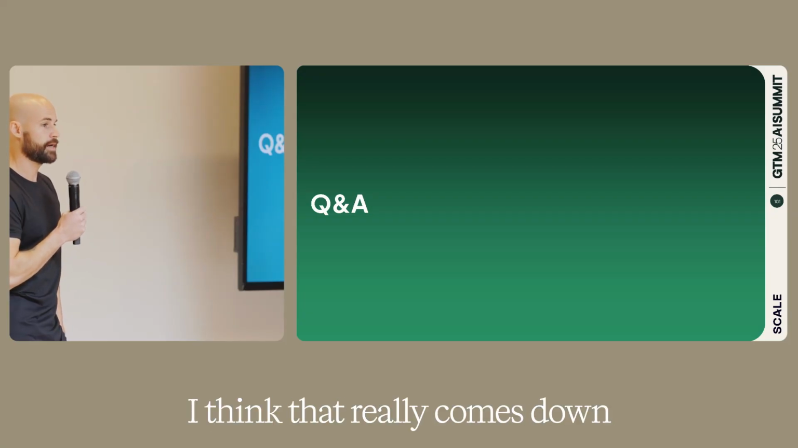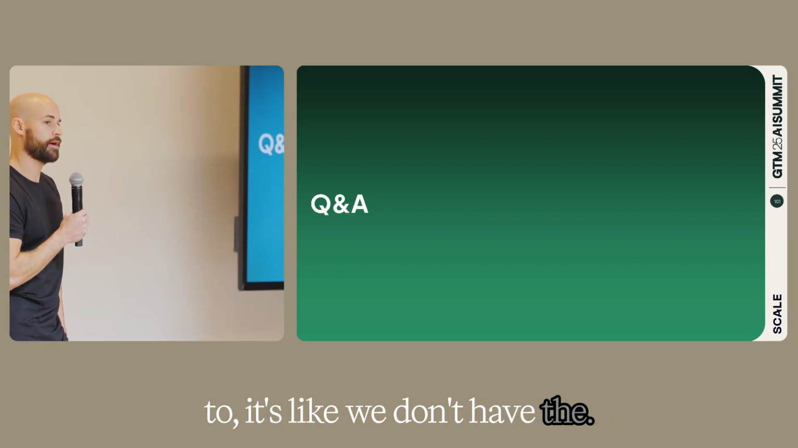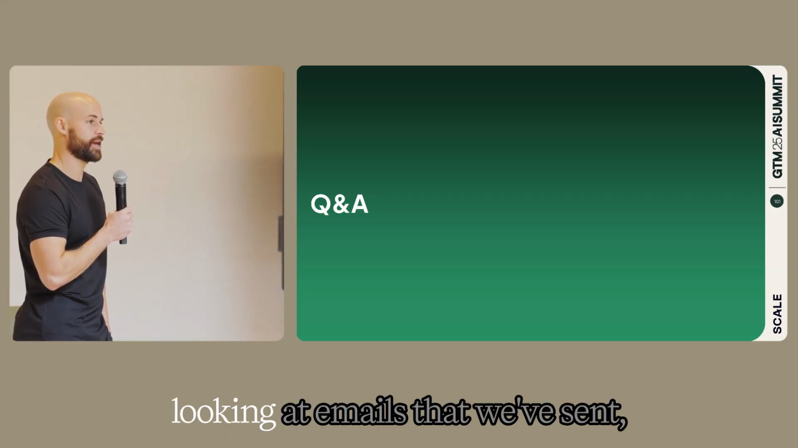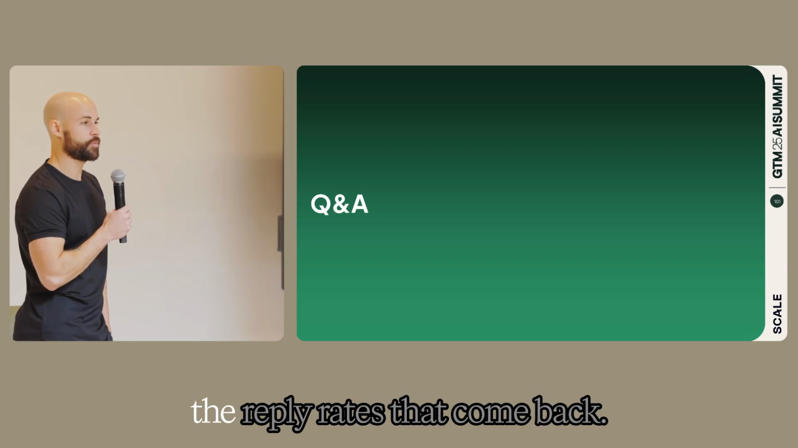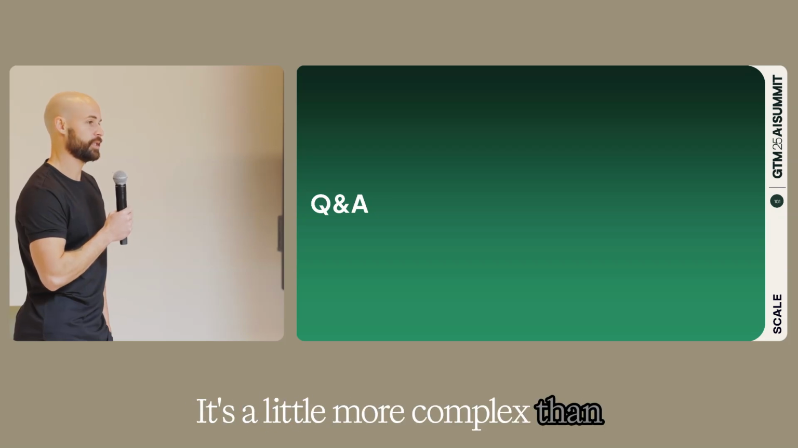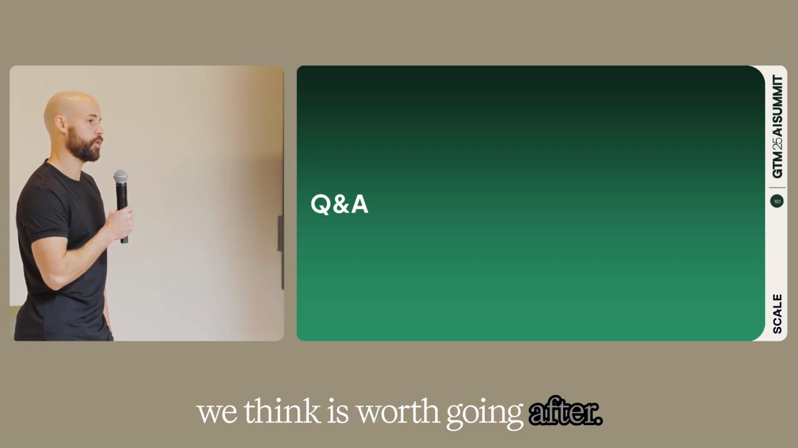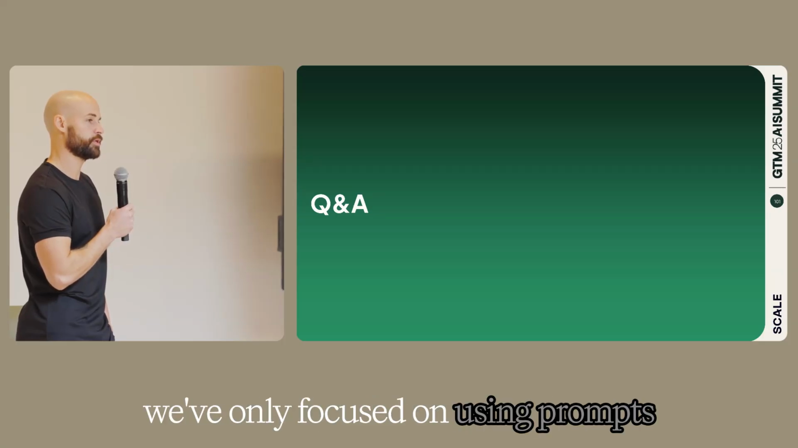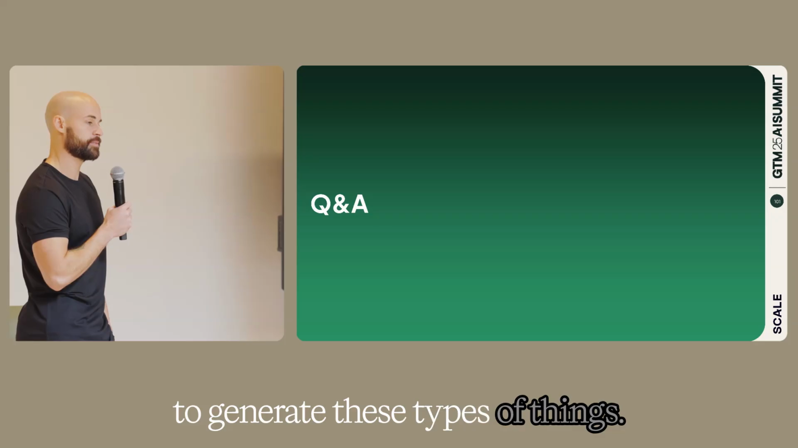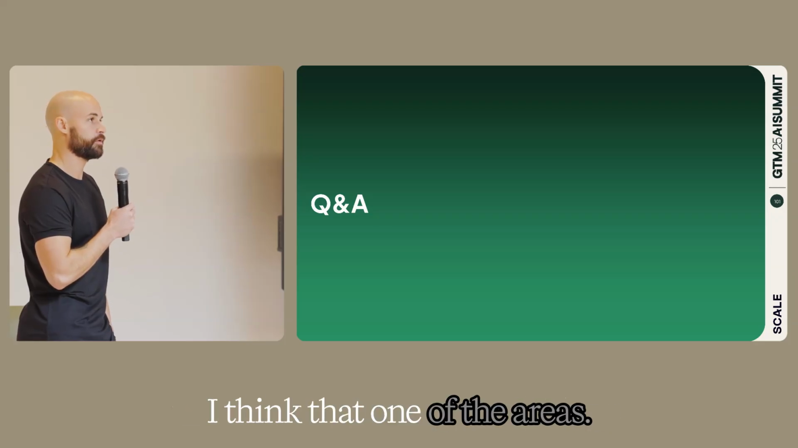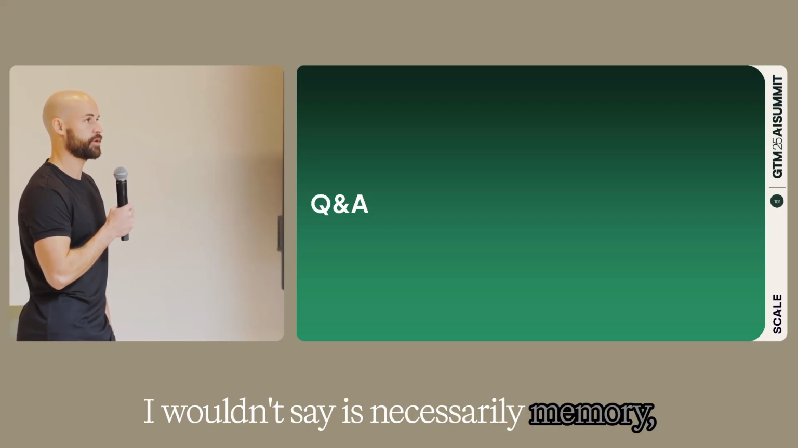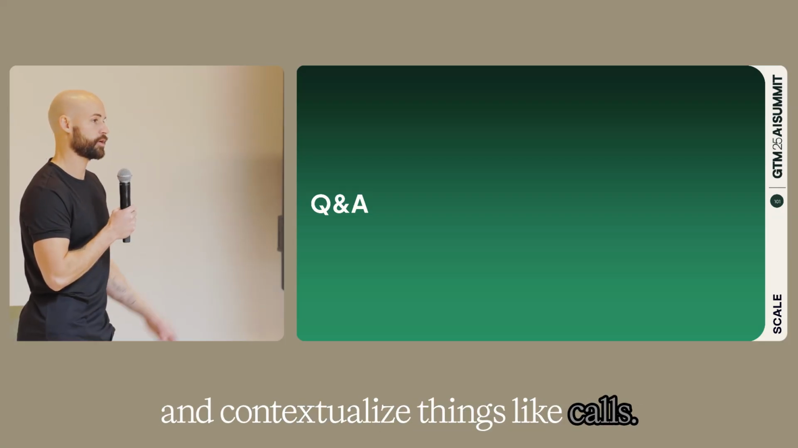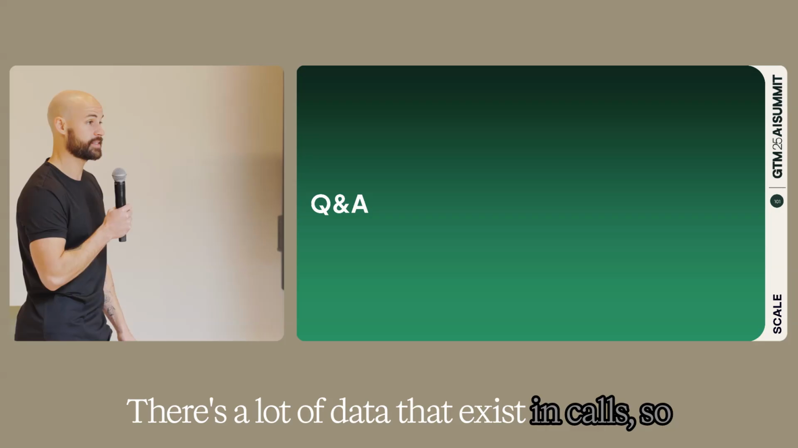I think that really comes down to the fact that we're not building a sophisticated machine learning model that's looking at emails that we've sent and the reply rates that come back. It's a little more complex than we think is worth going after. So we've kept it really simple and we've only focused on using prompts to generate these types of things. One area that I wouldn't say is necessarily memory, but I think is helpful, is when we try to contextualize things like calls. There's a lot of data that exists in calls.